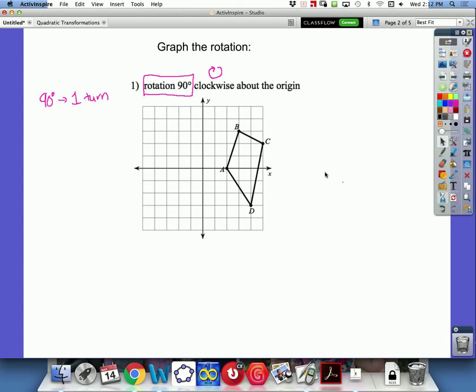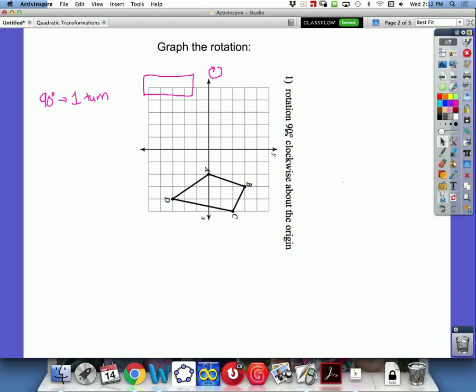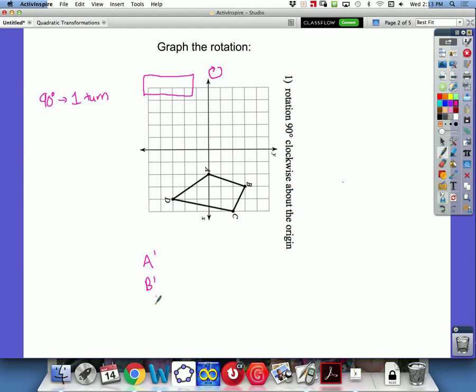Now, what I do when I teach this is I actually teach you to draw the shape on a piece of paper and then physically just turn the shape 90 degrees in whatever direction. Once you do that, we know what the shape is going to look like now. So then what I'm going to do down here is write my A', B', C', and D'. And I'm going to pretend like these coordinates are back to normal.